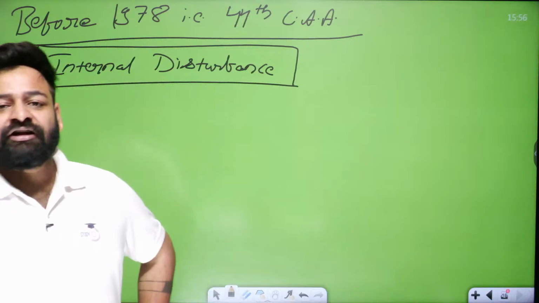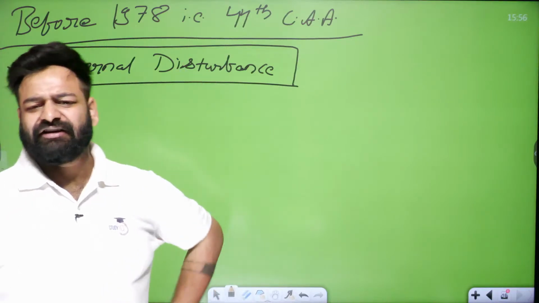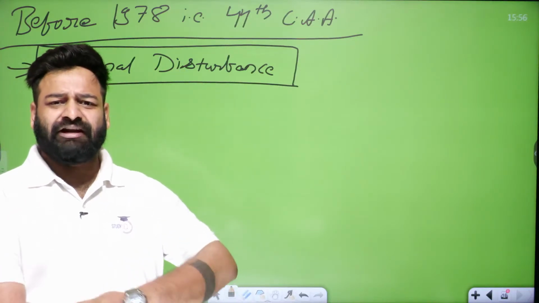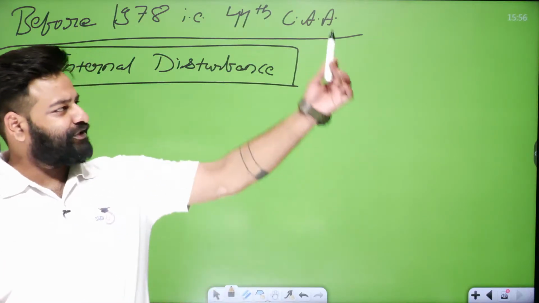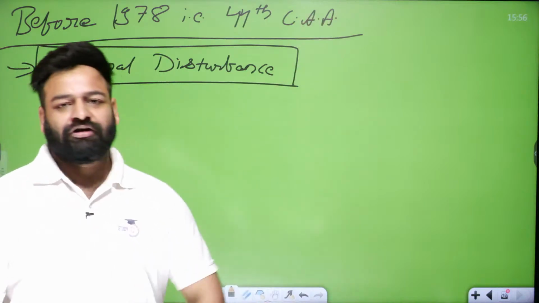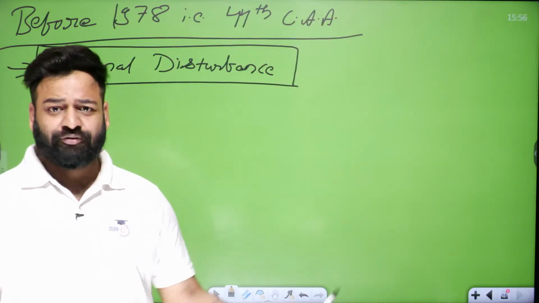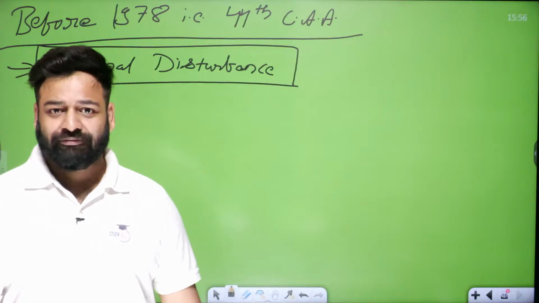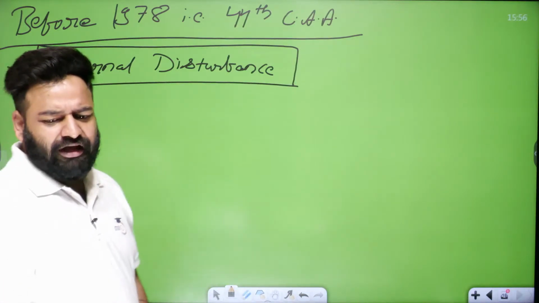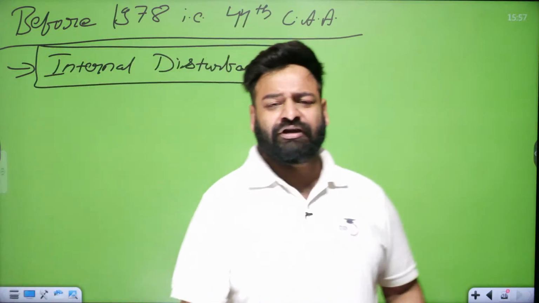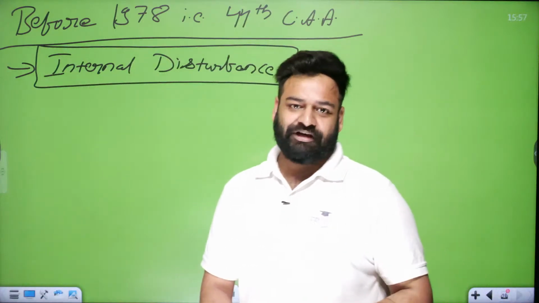So internal disturbance is a word which is very vague, very difficult to define. It could have very broad connotations and definitions. For example, this is a marker. I've dropped the marker in the class. This is internal disturbance, right? Anything, matlab kuch bhi, could be internal disturbance and could be misused by the governments.